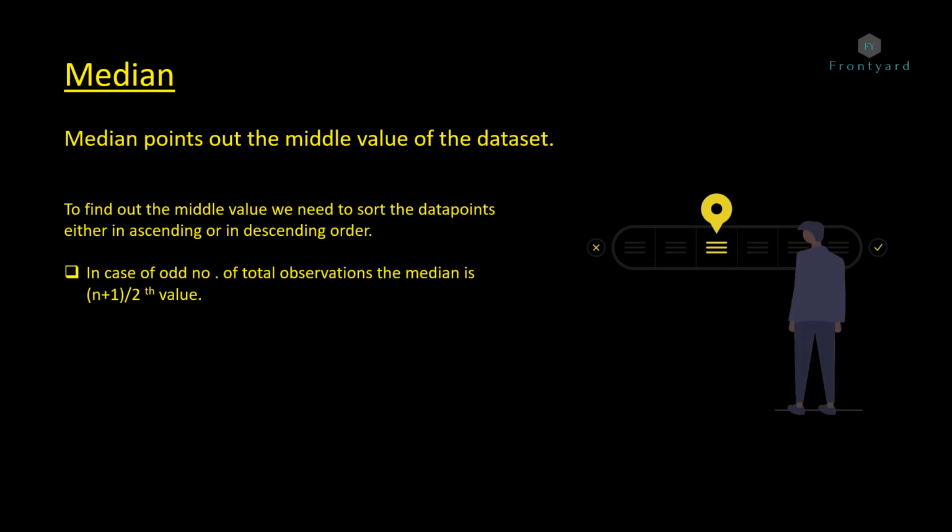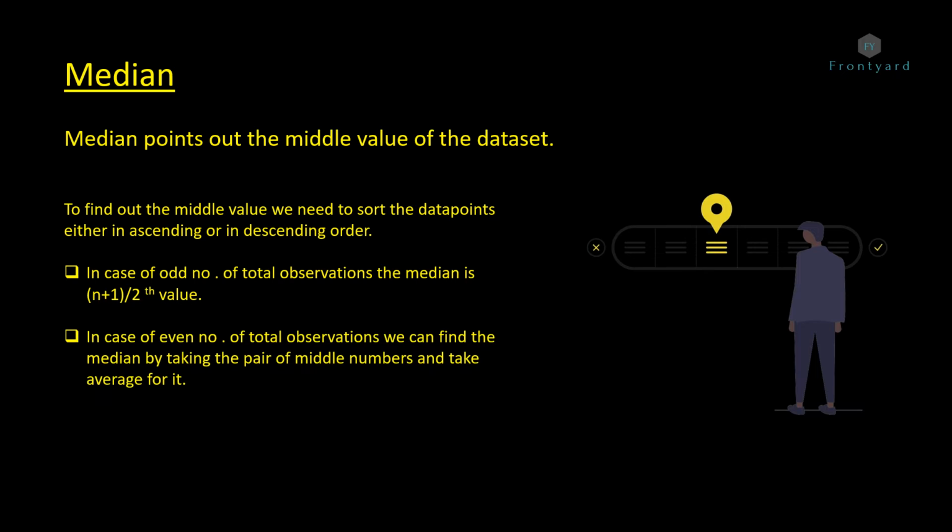Now we have total number of observations as 5. So that is odd. Now it will take the formula 5 plus 1, that is 6 by 2, the third value. So in our series the third value will be 5. So the median for this case is 5.